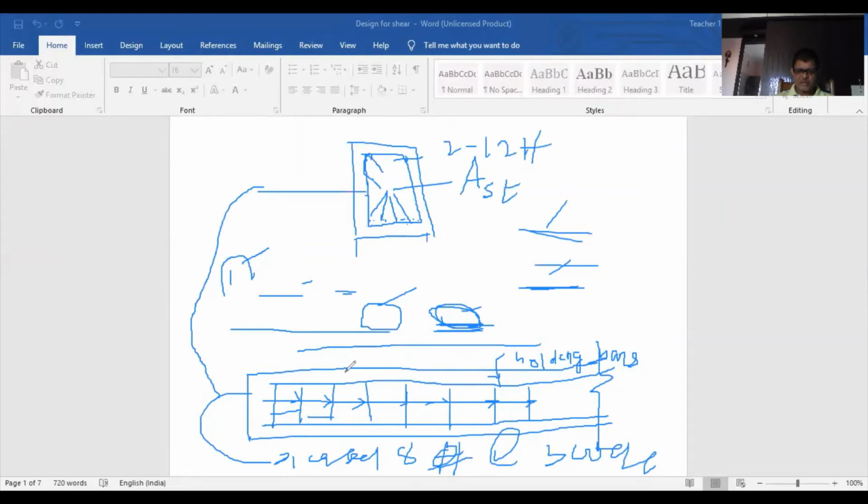If you take a cross section here at XX, then you will find this is the cross section at XX. This is the longitudinal section, and this is the cross section. So this is the shear reinforcement diagram, or your shear design. The same thing will be applicable to all kinds of problems.